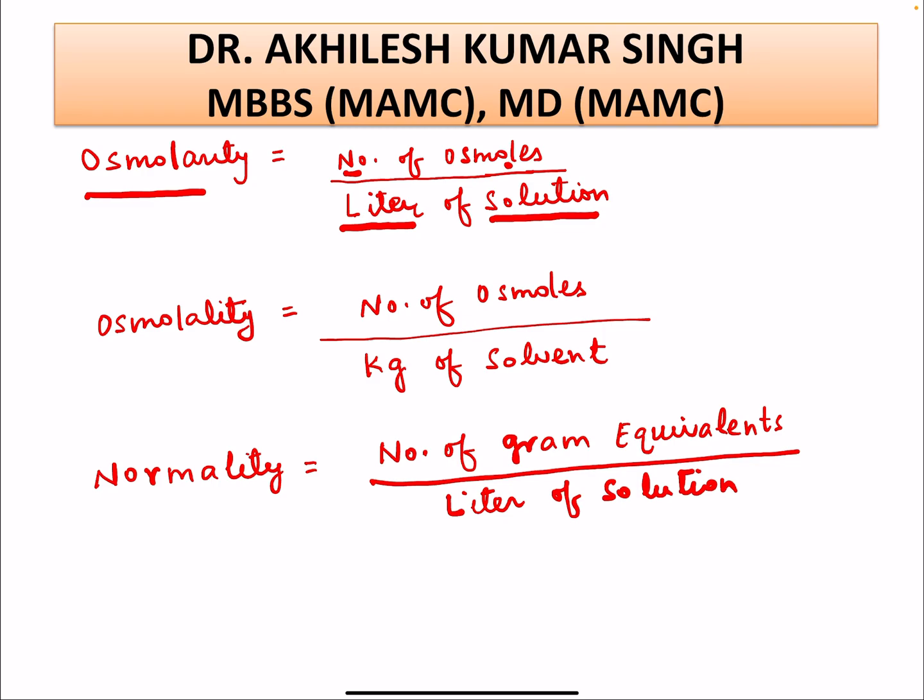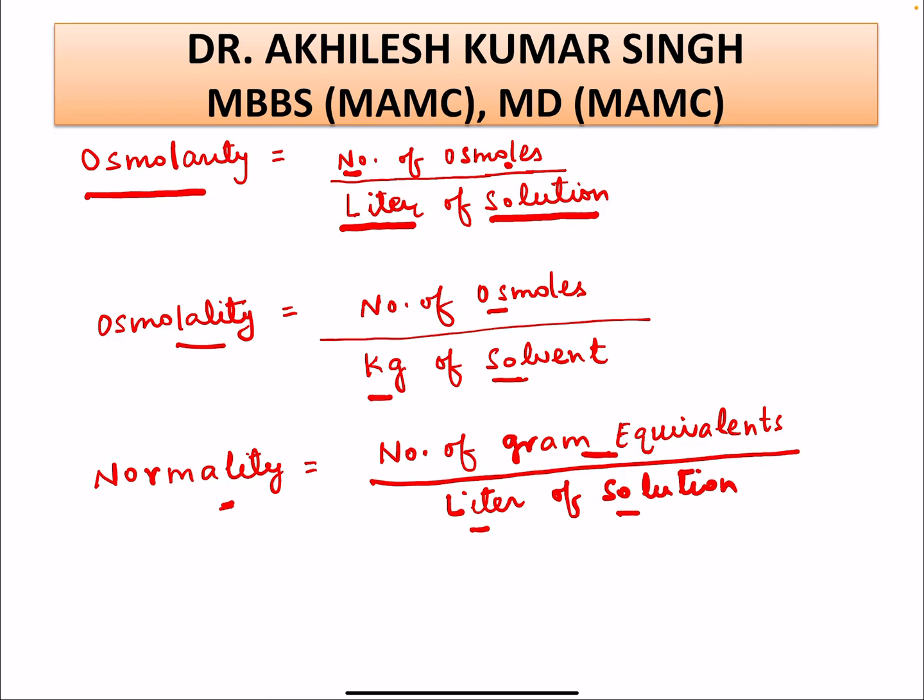So osmolarity is number of osmoles per liter of solution. The second definition is the osmolality. Osmolality is number of osmoles per kg of solvent. Here you have to focus on the kg, and the other thing you have to focus is the solvent. Now the third definition is normality. So what is the normality? Normality is number of gram equivalents per liter of solution. So these are the three definitions which you have to remember.